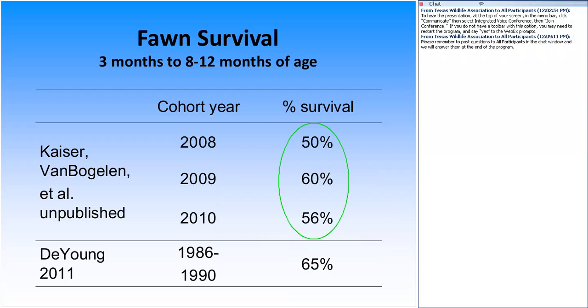You might expect something like that up north where winters are really tough, but here in South Texas, that was a bit of a surprise to us. Charlie DeYoung had done some preliminary work back in the late 1980s and had some similar results, 65% survival over winter of these fawns. So this is a process that's really under the radar screen. It's hard to know when you're losing some of these animals.